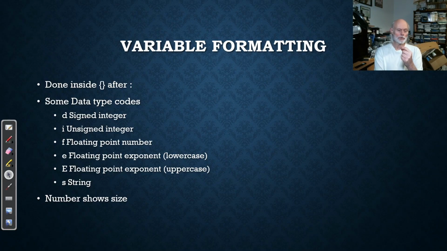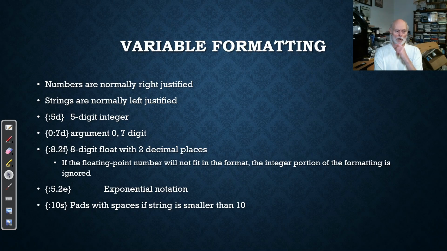point number with a lowercase exponent, so 3.5 e to the plus 3 would be 3.5 times 10 raised to the third power, and the capital E would do that exponent signal in uppercase. An S for a string, and with both strings and numbers, we can show also the size we want. By default, numbers are right justified and strings are left justified.